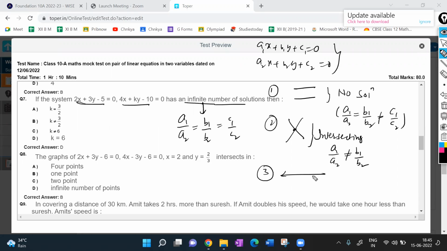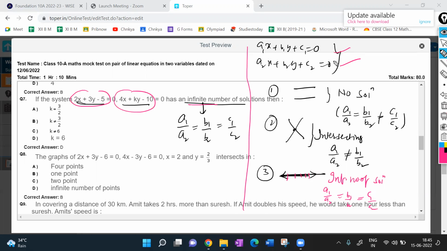Now what is the third case? If one line is overlapping another line like this, then what will be the case, beta? You will be having infinite number of points. a1 by a2 is equal to b1 by b2 is equal to c1 by c2. So what is this? Infinite number of solutions. This is the condition. I just recalled it for you once. Okay, people. So here he has given the condition: infinite number of solutions. So now if I compare these two line equations with these two line equations, my job is done. Correct?